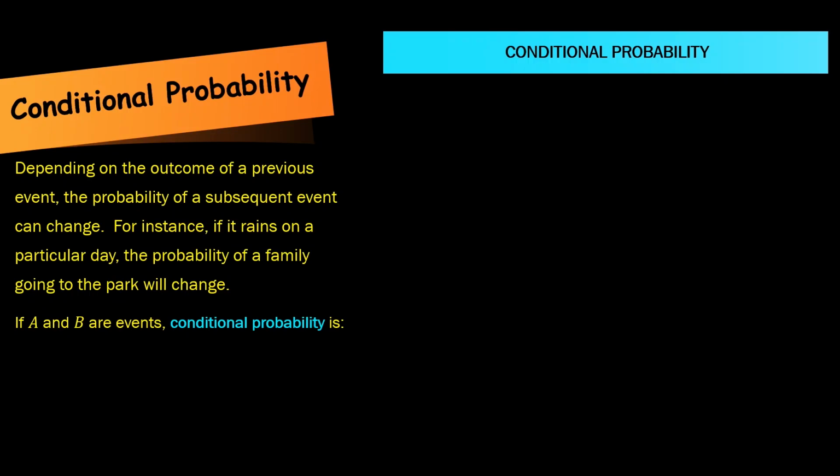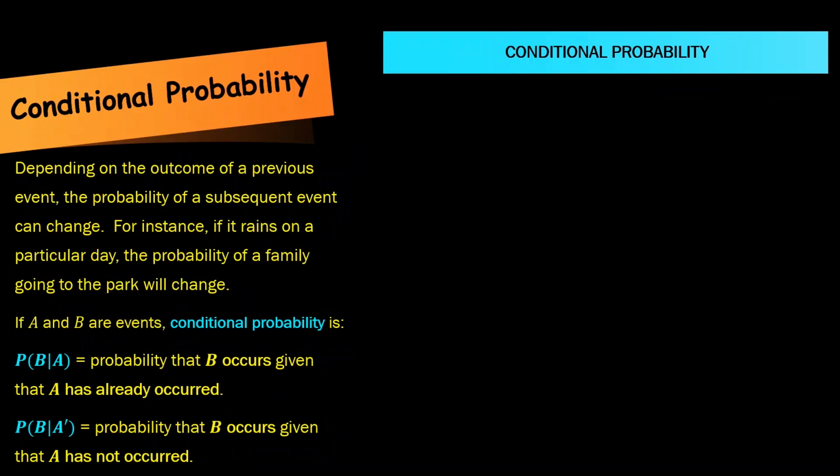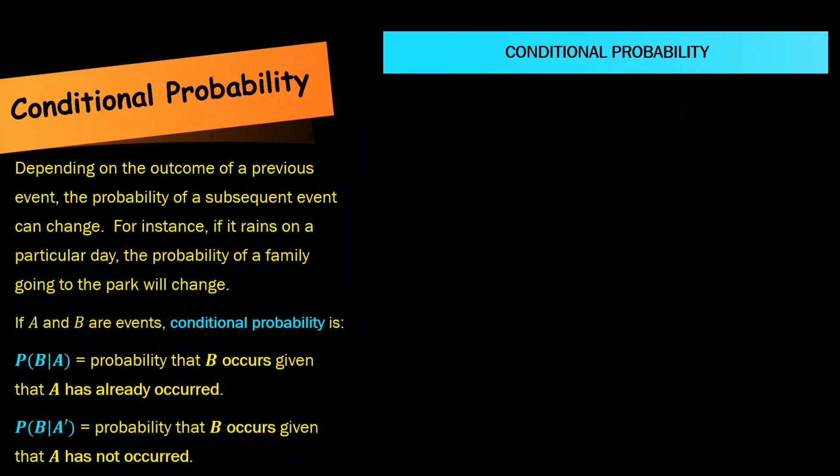If A and B are events, conditional probability is: probability of B given A equals the probability that B occurs given that A has already occurred, or probability of B given not A equals the probability that B occurs given that A has not occurred.